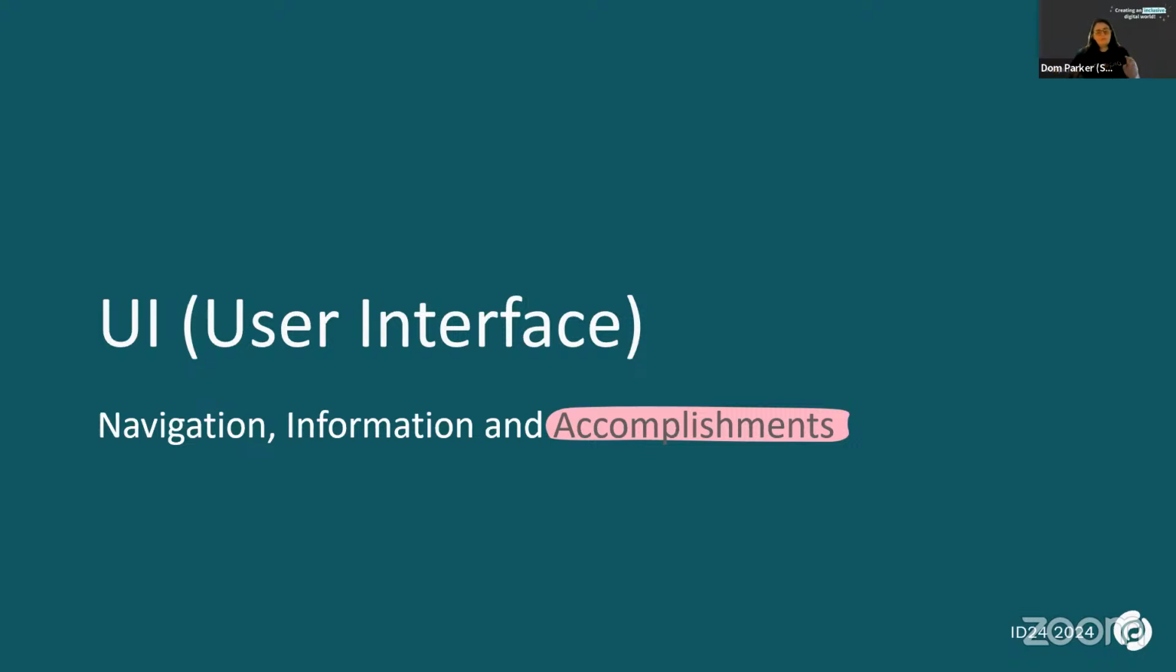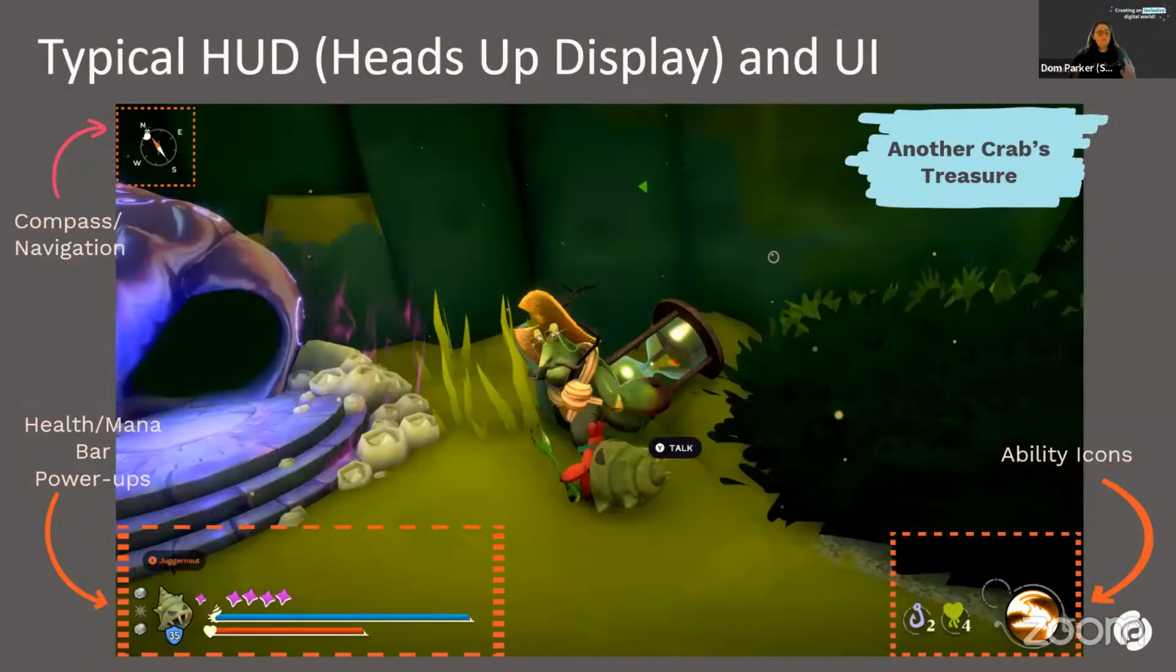So let's take a look at a really good example of quite a unique UI and HUD. For those who don't know, HUD stands for Heads Up Display, and UI is obviously user interface. This game is called Another Crab's Treasure. It was released earlier this year. It's a lot of fun. It does a really good take on the Souls-like structure and design of the game, but we'll talk about that in another talk. So this is what a general UI will look like.